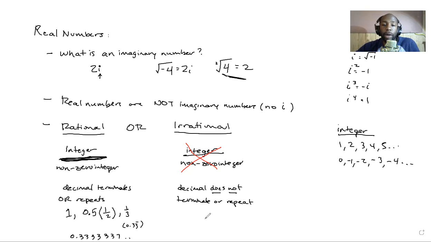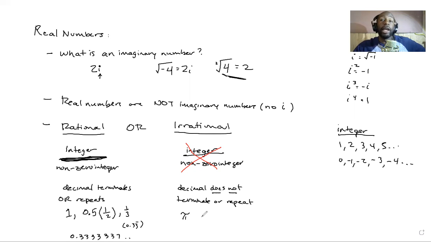Now, what about irrational numbers? The main thing to really harp on is this piece right here, that, well, really both of them: irrational numbers cannot be defined as an integer over a non-zero integer. The decimal does not terminate or repeat. So let's define this by giving a couple of common constants that we know of that are irrational. So for example, pi. Pi is an irrational number.